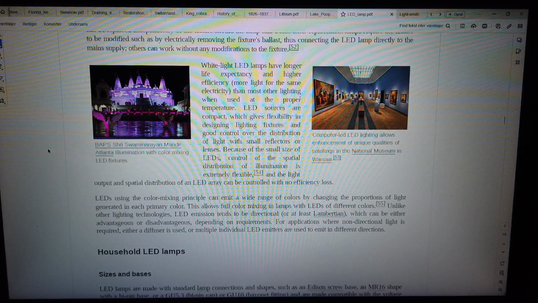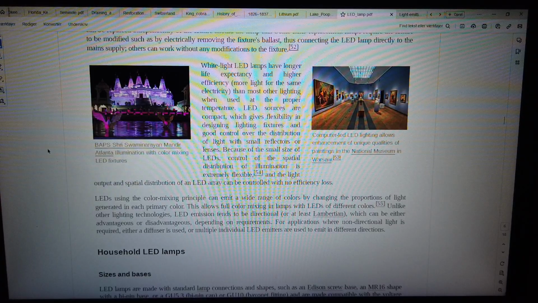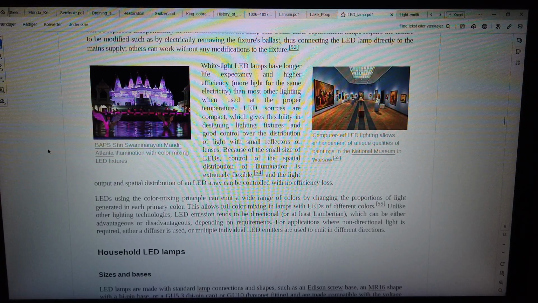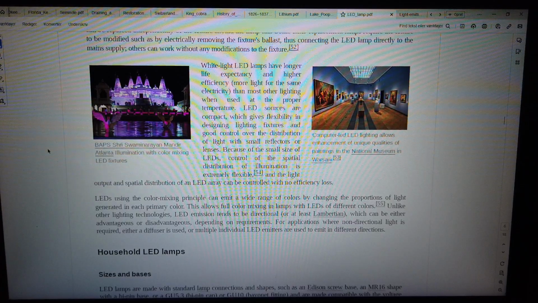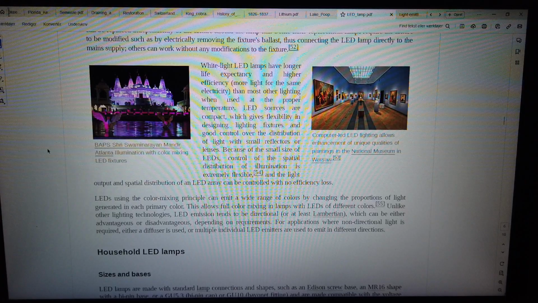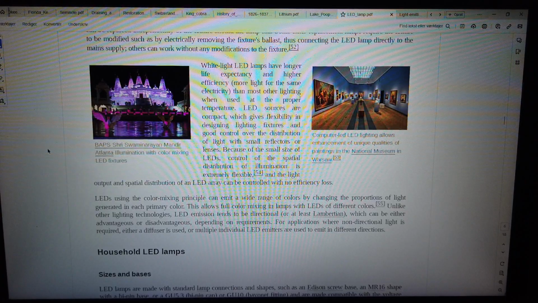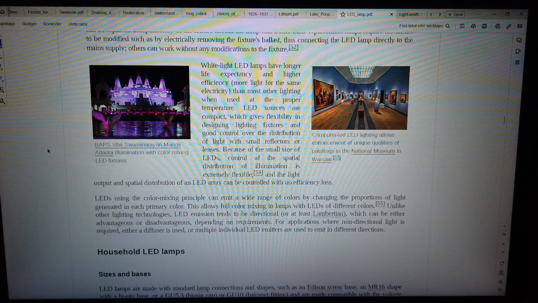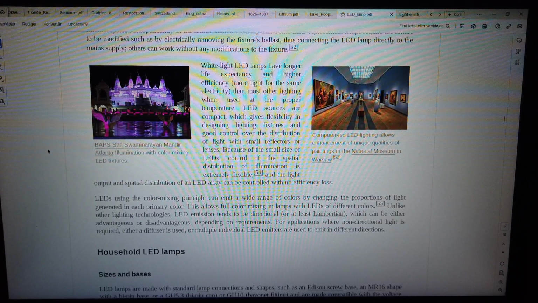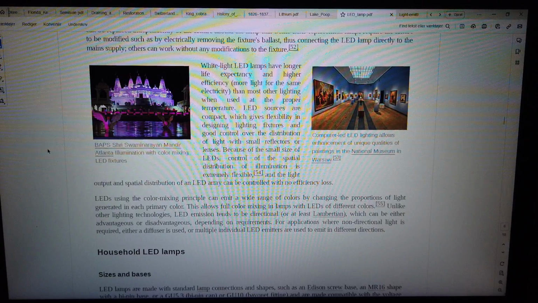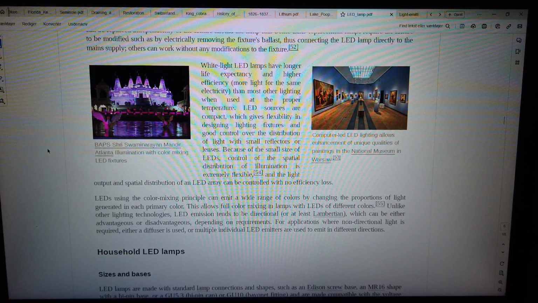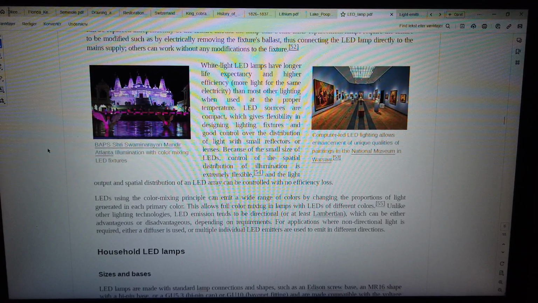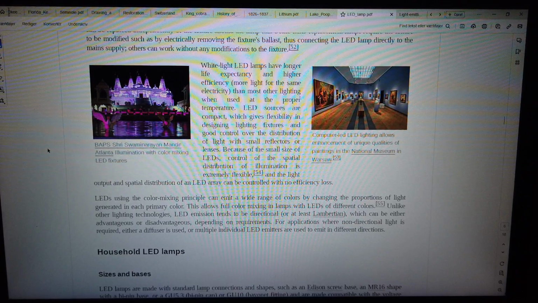White light LED lamps have longer life expectancy and higher efficiency. More light for the same electricity than most other lighting when used at the proper temperature. LED sources are compact, which gives flexibility in designing lighting fixtures and good control over the distribution of light with small reflectors or lenses. Because of the small size of LEDs, control of the spatial distribution of illumination is extremely flexible. And the light output and spatial distribution of an LED array can be controlled with no efficiency loss.